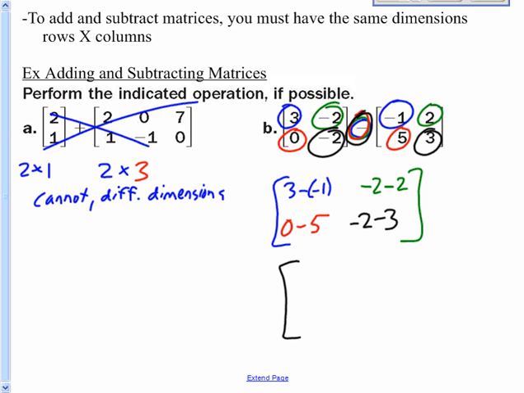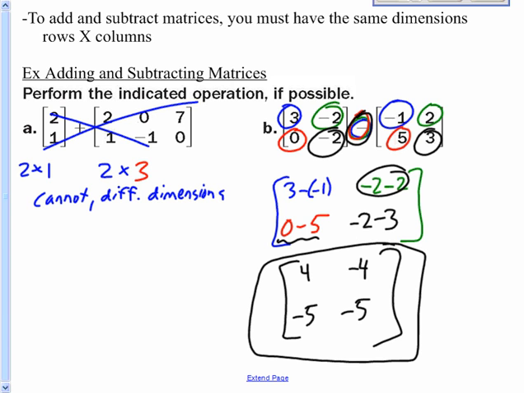3 minus the -1, 3 plus 1, 4. -2 minus 2, right there, -4. 0 minus the 5, -5. -2 minus 3, -5. So there's our solution to subtracting those two matrices.